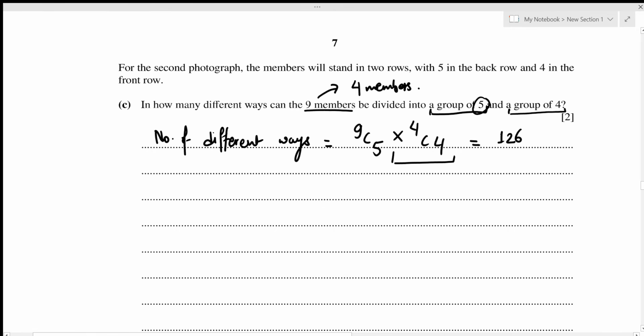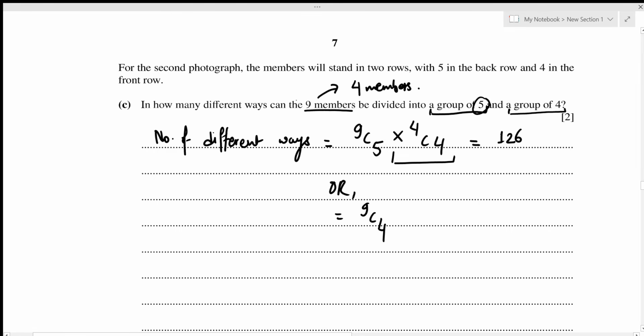Alright, this was the case for when a group of 5 is considered to be the first group. But if we were to consider the group of 4 to be the first group, that means that we'd have to select 4 members from the 9 members, right? So that's just 9C4.